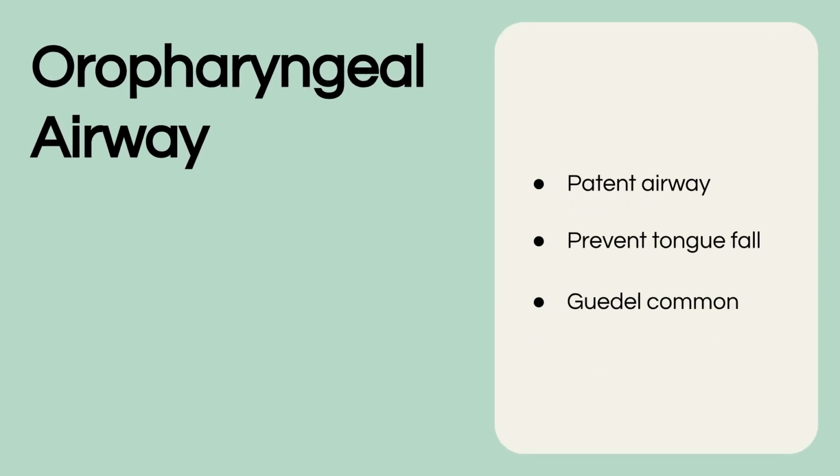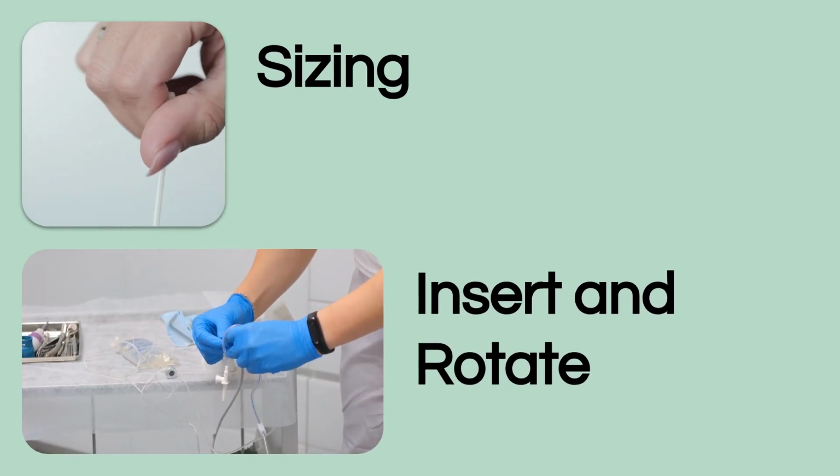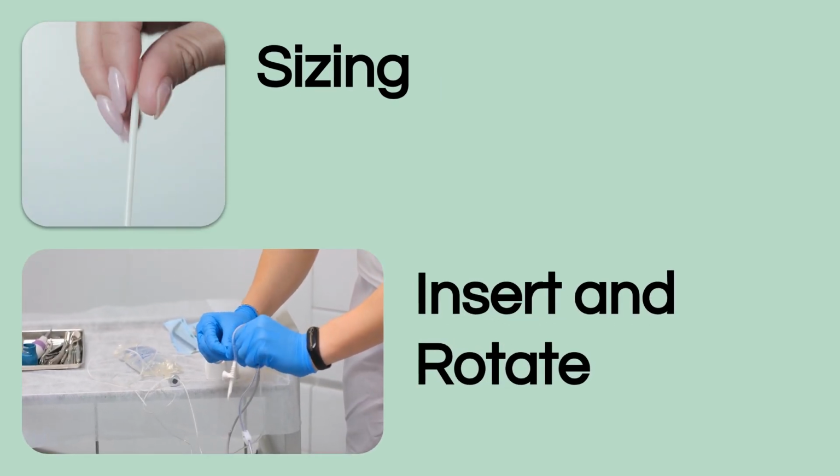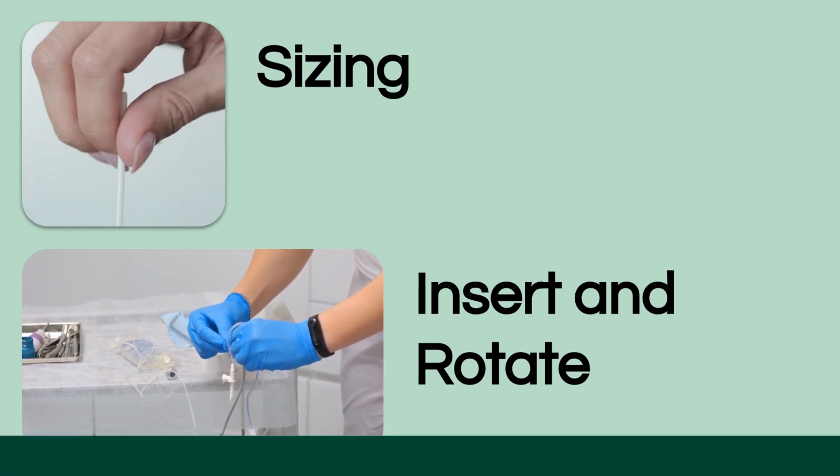The oral airway maintains a patent airway by preventing the tongue from obstructing the throat. The Goodell airway is the most common type, featuring a hollow channel for air exchange. Sizing is estimated from the mouth to the angle of the mandible. Insertion usually involves placing it upside down and rotating it 180 degrees, or using a tongue blade.